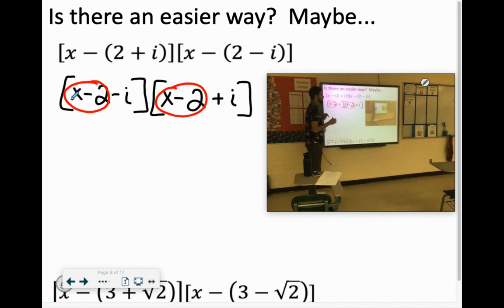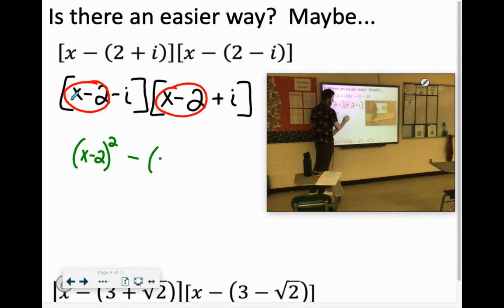So remember, when you have the difference of squares, you square the first term. You always put a minus, and then you square the last term, and the last term here would be i. So it's just kind of a regrouping thing we got going here.